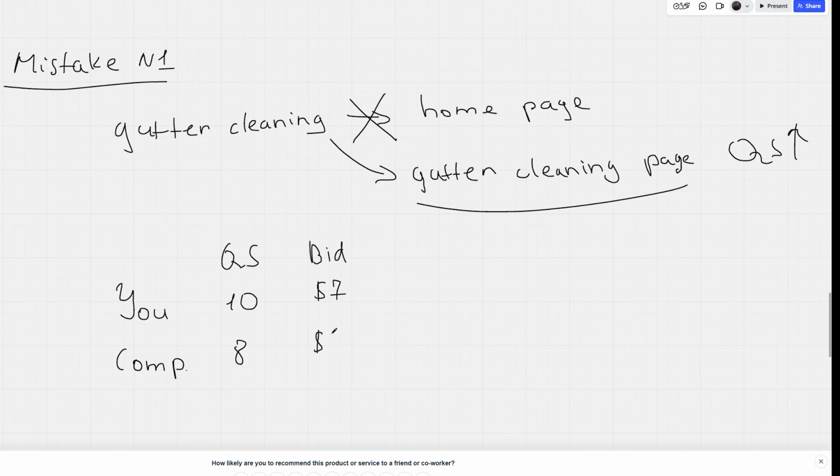And your competitor wants to bid the same amount, $7 in your area. So your bid is the same. But here's where it gets interesting. Your cost per click will be lower on average. So let's say you're bidding $7, but Google will only charge you $4.